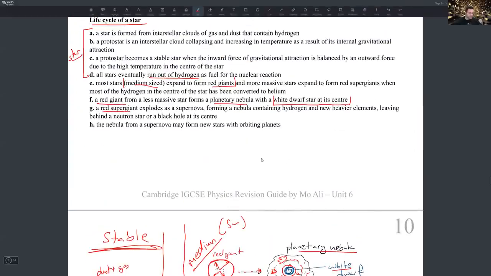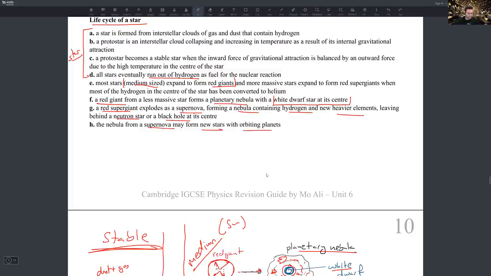A red supergiant explodes to a supernova. Okay? Forming nebulas. مش أي nebula بس واحدة. Multiple actually. Containing hydrogen and heavy elements. What is left behind بقى? Neutron stars or a black hole. مفيش condition, مش لازم أحفظ الcondition بتاعت when is it a neutron star and when is it a black hole. That's for advanced physics, right? بس واللي بيحصل بعد السوبرنوفا ايه؟ You can get new stars with new planets.